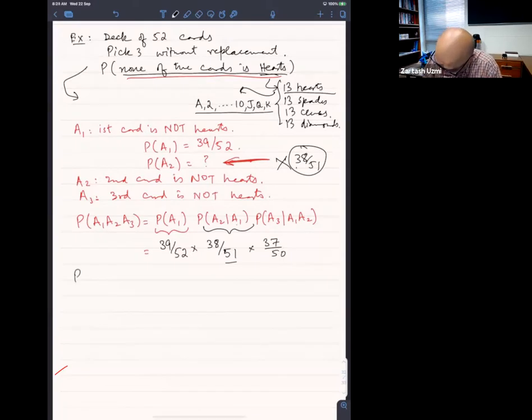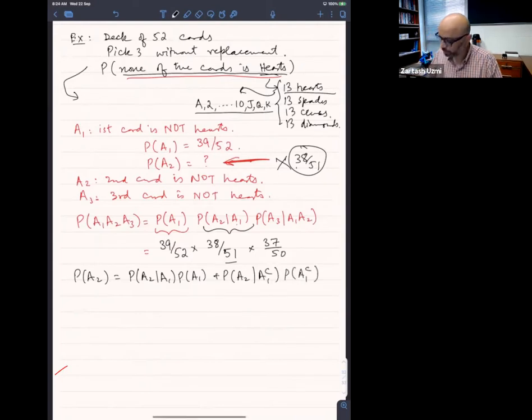Of course, you can find the probability of A2. The probability of A2 would be conditioned on the first card: the probability of A2 given A1 times the probability of A1, plus the probability of A2 given A1 complement times the probability of A1 complement. So you conditioned on the first card. The first card could either be A1 or the complement of A1. There is no other possibility. If there were any other possibility, I would write that here too. So it really depends on the outcome of the first card.